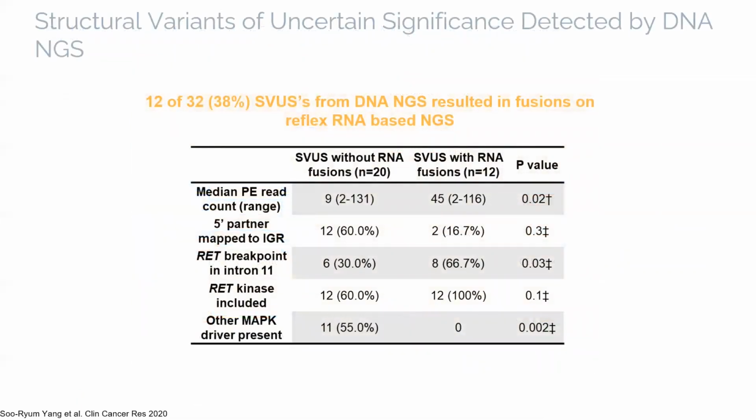With this knowledge in mind, we assessed the performance of our in-house DNA-based hybridization capture-based assay for RET fusions. And we found that 12 out of 32 structural variants of uncertain significance did result in fusions on further testing. Factors including high read count, a breakpoint in intron 11, and the lack of other MAPK pathway driver alterations all made the likelihood of uncovering an oncogenic RET fusion more likely.